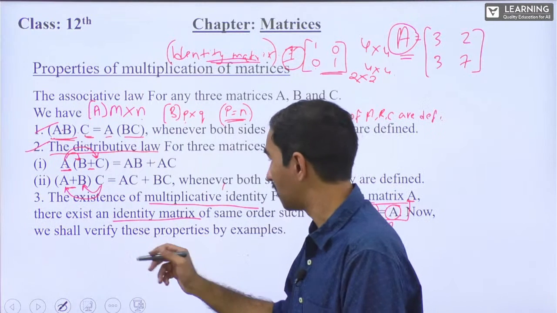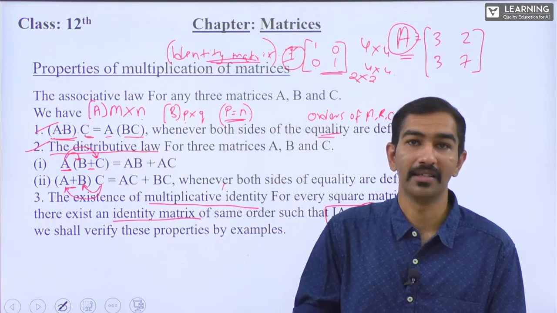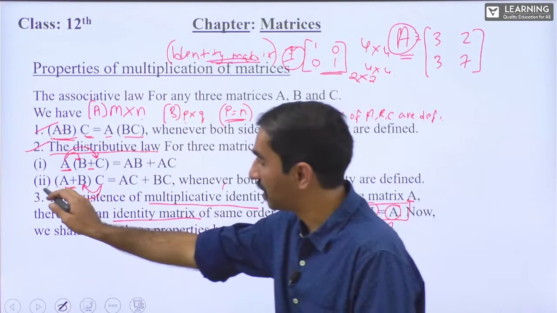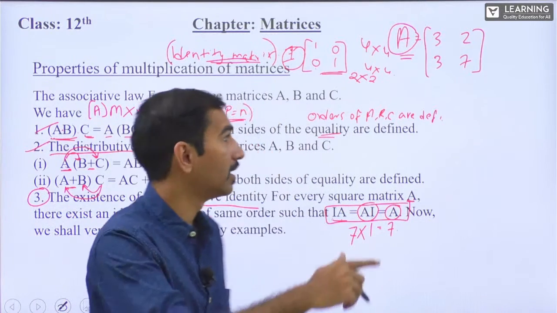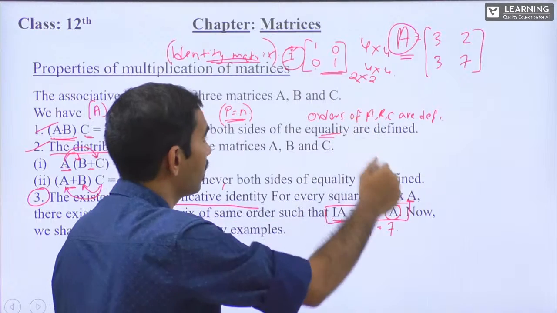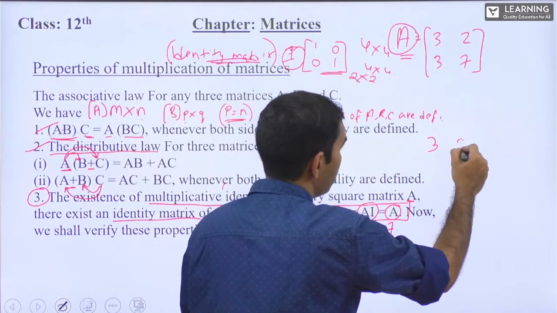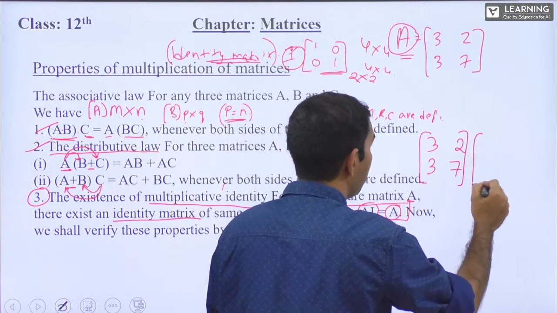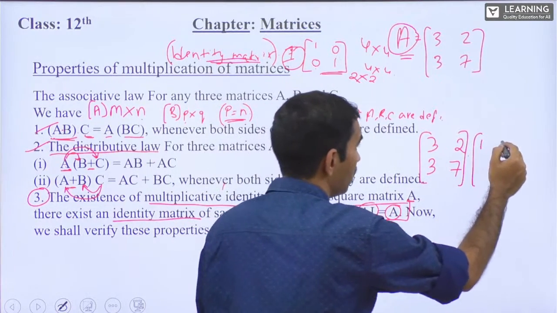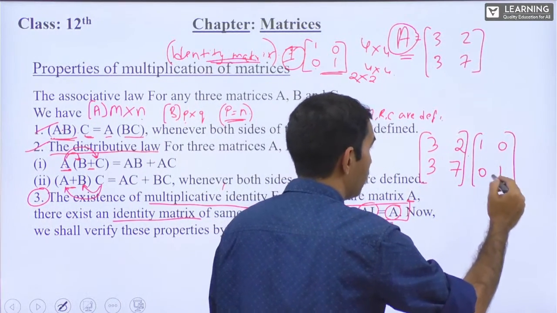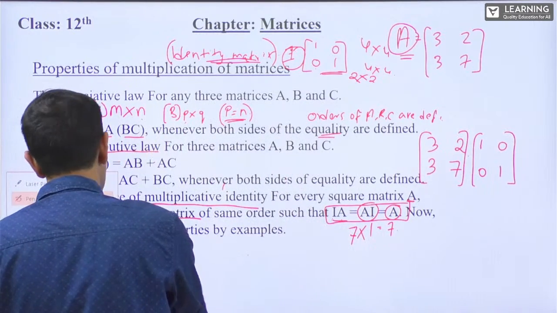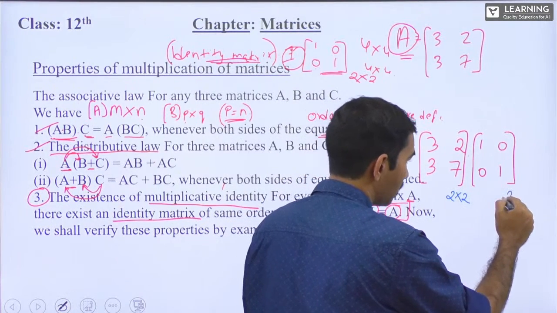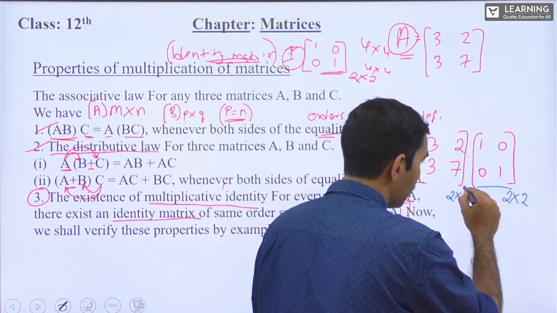Now we shall verify these properties by examples. We will see a very small example of the third property, students. The same example I have written there. A we will take as 3, 2, 3, 7, multiplied by I, which we will take as 1, 0, 0, 1. The very first thing we have to see here is, can we multiply these two matrices? Check the order. The order of this is 2 cross 2 and the order of this is 2 cross 2. Are they both the same, students?